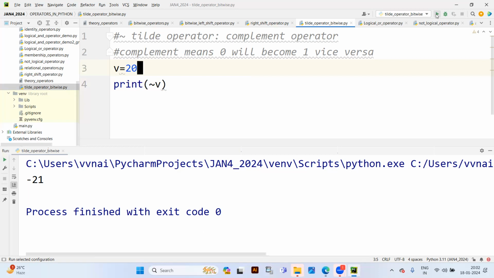This is how. So internally the complement is going to happen over here. So don't think much, because it's a phenomenon done by the computer.